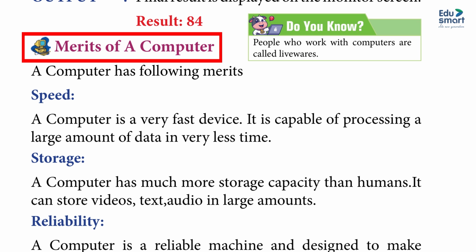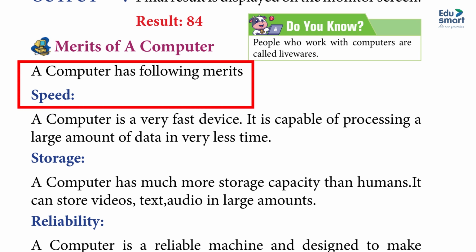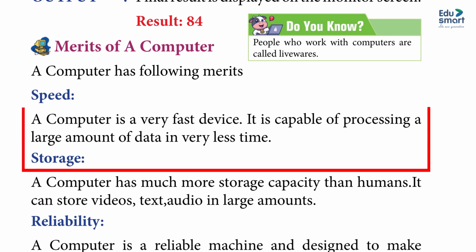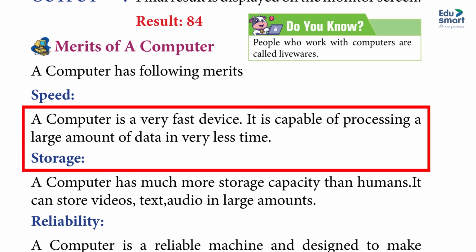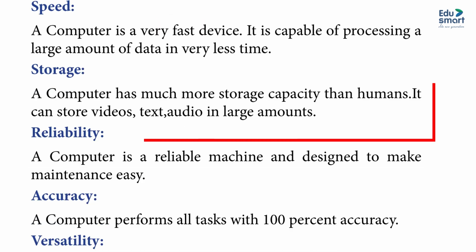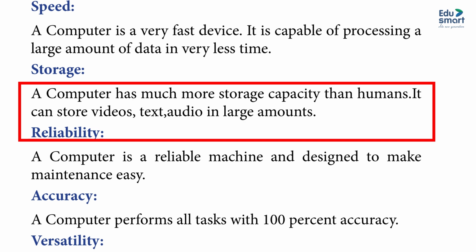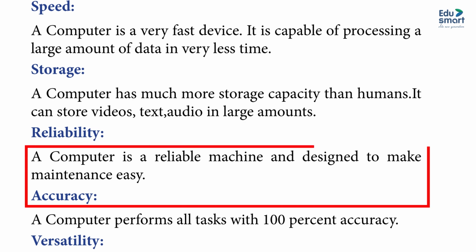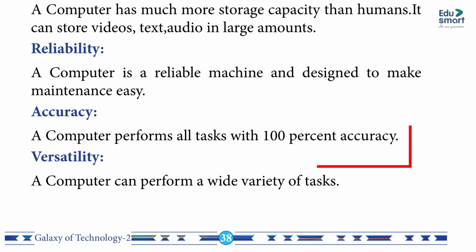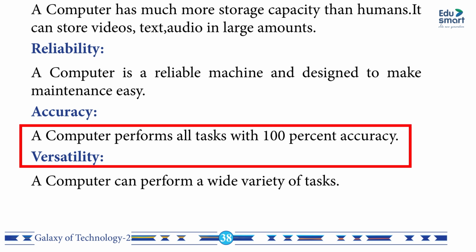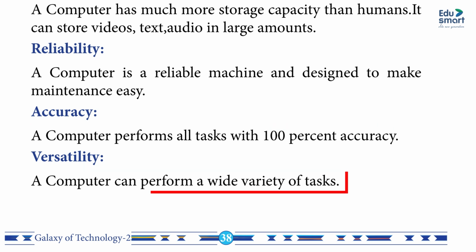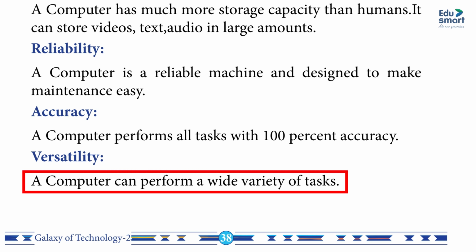Merits of a computer. A computer has following merits: speed. A computer is a very fast device. It is capable of processing a large amount of data in very less time. Storage. A computer has much more storage capacity than humans. It can store videos, text, audio in large amounts. Reliability. A computer is a reliable machine and designed to make maintenance easy. Accuracy. A computer performs all tasks with 100% accuracy. Versatility. A computer can perform a wide variety of tasks.